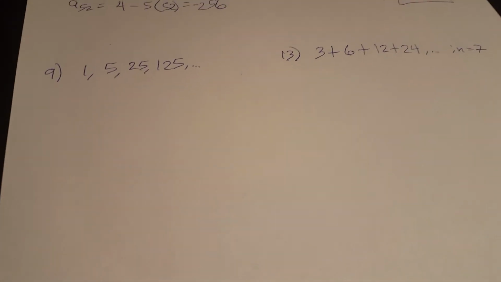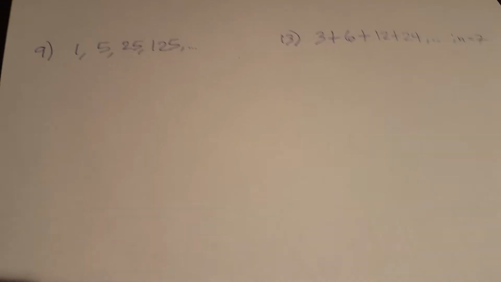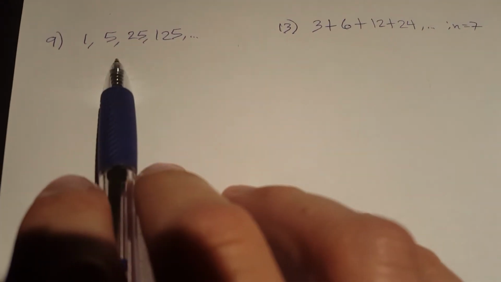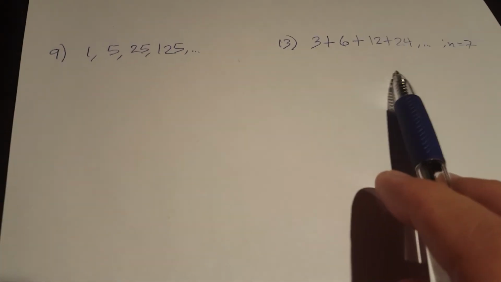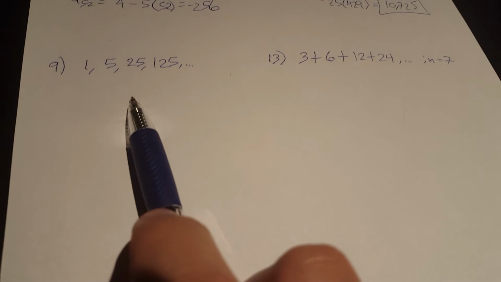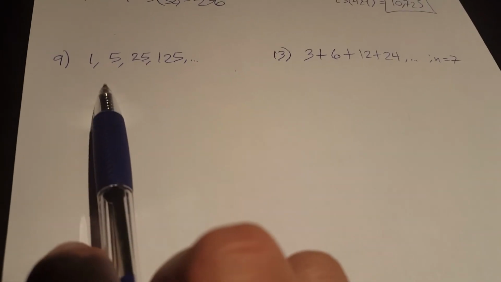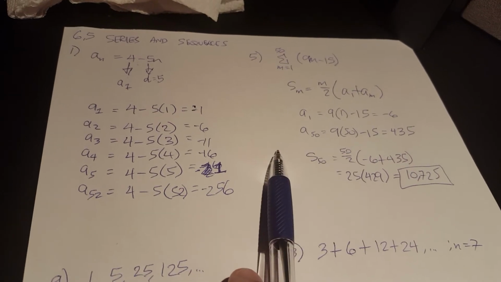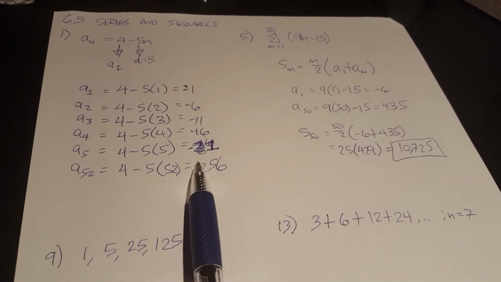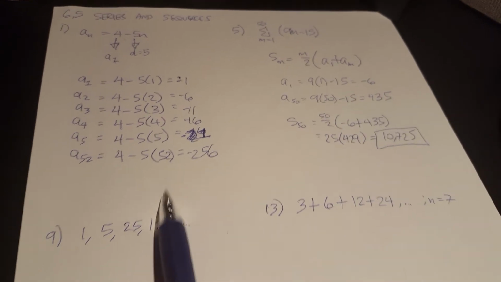Okay, numbers 9 and 13, we're talking about geometric. On 9, remember these are just listed out. This is a sequence. On 13, you're actually adding them all together. This is a series. Remember, when you're talking about geometric, these have a common ratio. When you're talking about arithmetic, these had a common difference, so each term was separated by a common number.